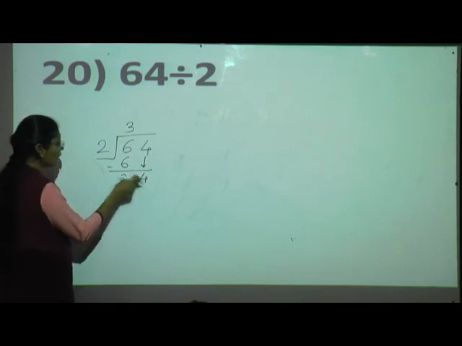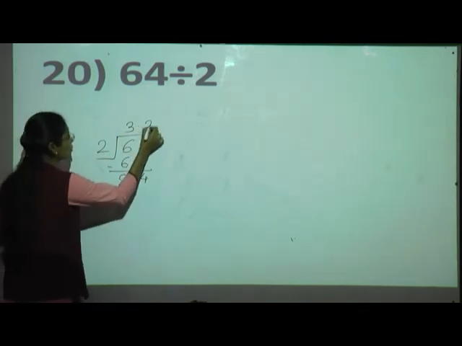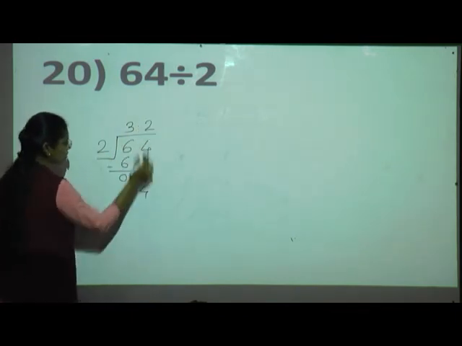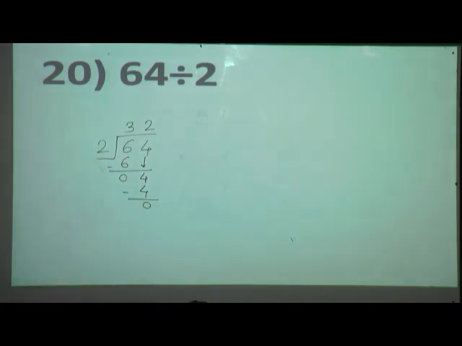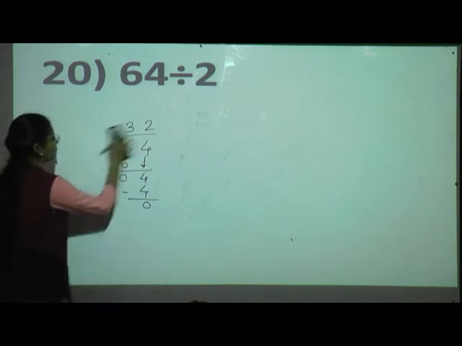Okay, now in 4 how many 2's are there? 2 2's are 4. So 4 minus 4, 0. So what is the answer? 64 divided by 2 is equal to 32.